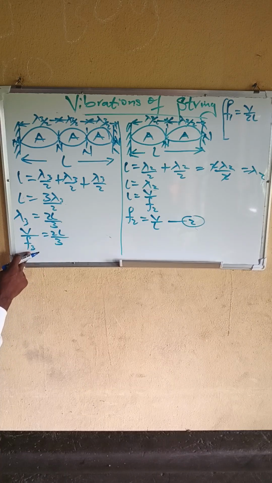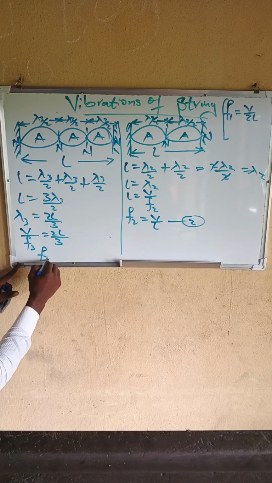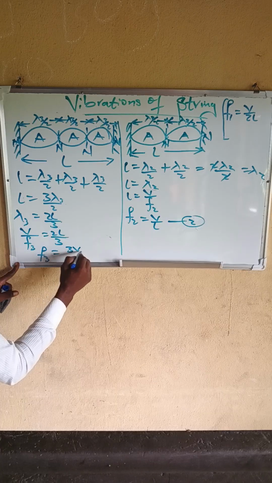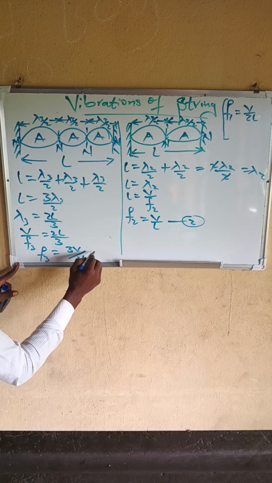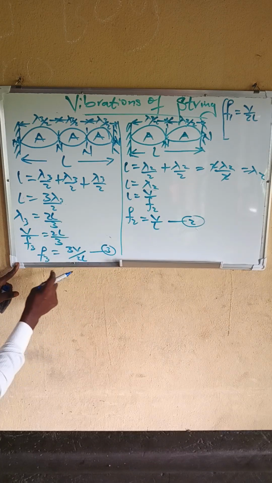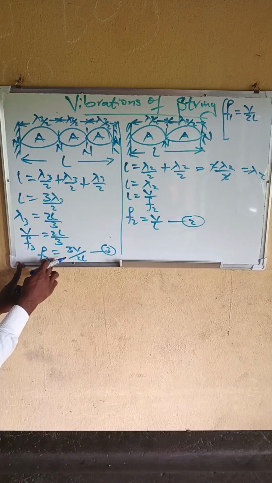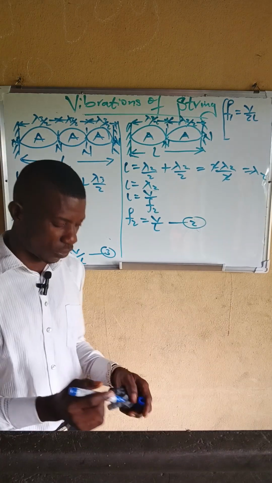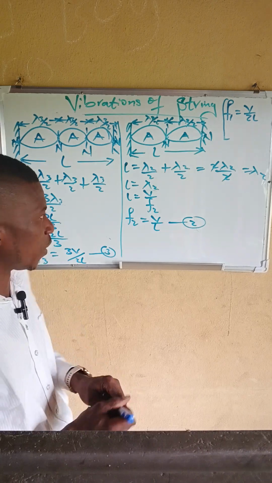I want to make F3 the subject. My F3 becomes 3V over 2L. This is my equation 3. And this is called the third harmonic. So this third harmonic is also called the second overtone.